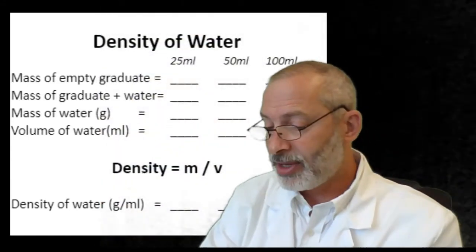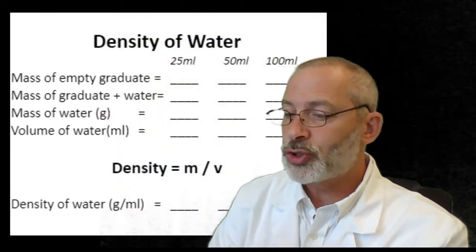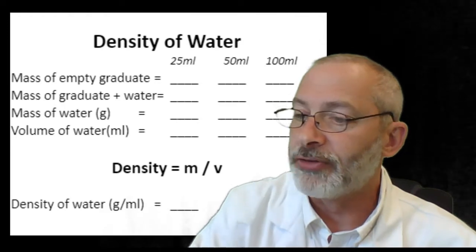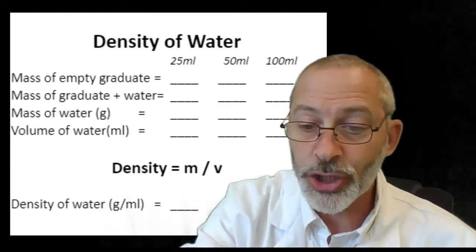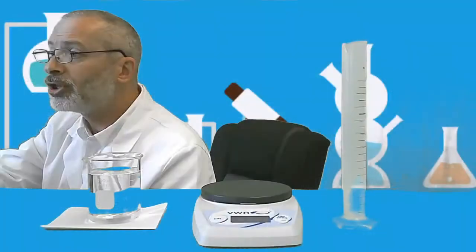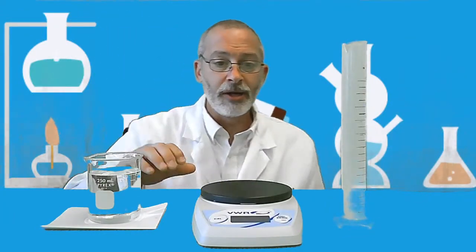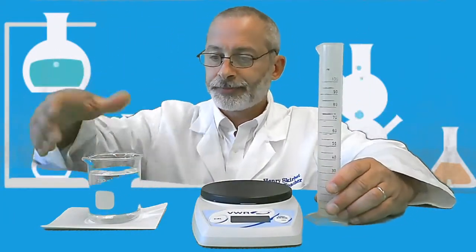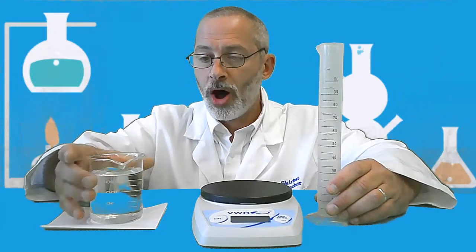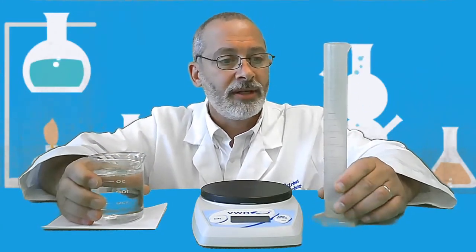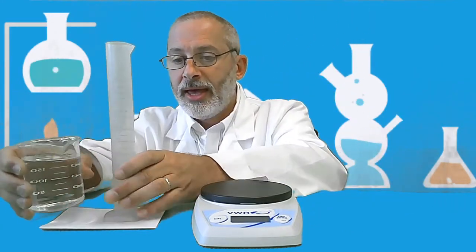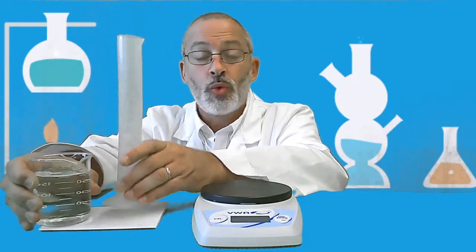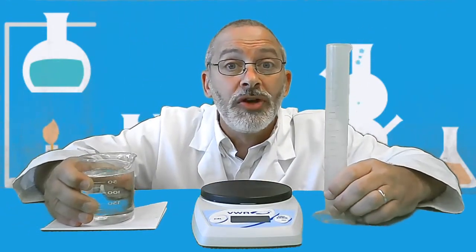So our next step is obtain exactly 25 milliliters of water in your graduate. So let's head back over to the close-up view here. And here we have our graduate. Here we have some water. And I am going to now pour, as exactly as I can, 25 milliliters of water.